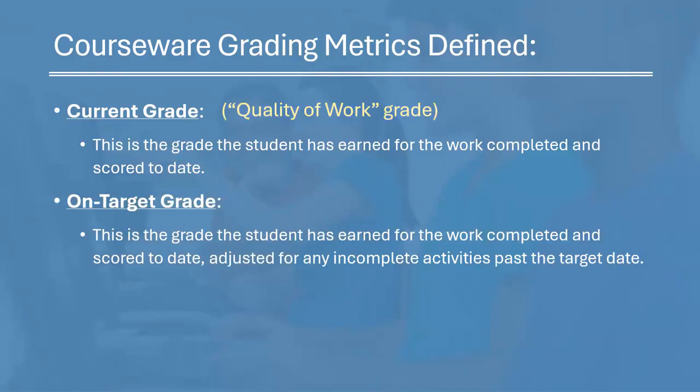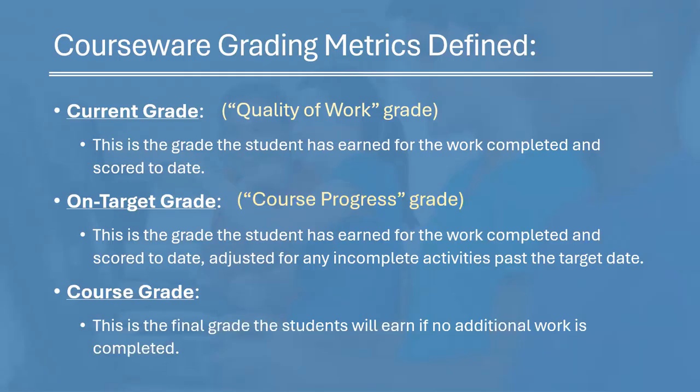The second is our on-target grade. This is again the grade the student has earned for all the work that they've completed and has been graded so far, but it is adjusted for any incomplete activities that should have been completed by today's date. We consider this to be more of a course progress grade.